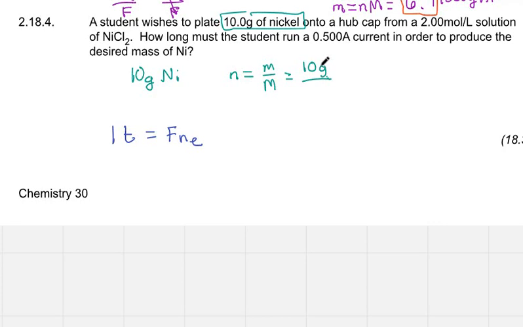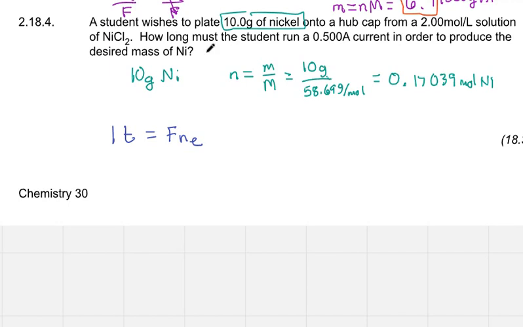10 grams, and I'm not sure I remember the molar mass of nickel, so I'm looking it up. 58.69 grams per mole. It's the molar mass of nickel metal, so 10 divided by 58.69 gives us 0.17039 moles of nickel that we're trying to make.